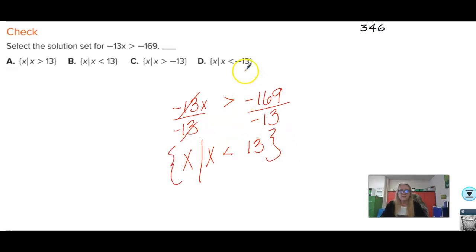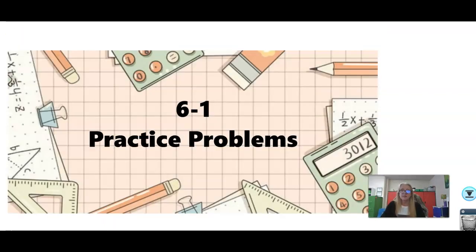And which one of these is it? Looking for positive 13 where x is less than it. It would be B. There we go. That's what I'm talking about.